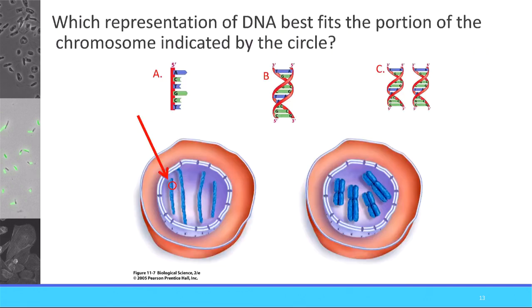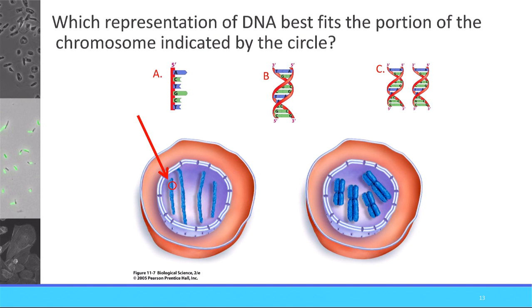All right, let's do another practice problem. For this practice problem, this arrow is pointing to a circled part of a chromosome, and I want you all to tell me, based on what you know about DNA, which representation of DNA best fits the portion of the chromosome that is indicated by this circle.